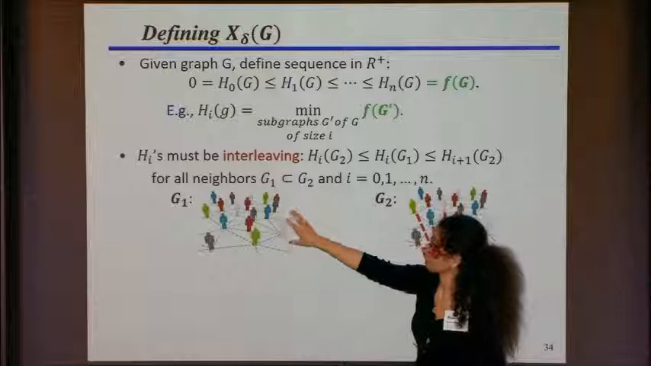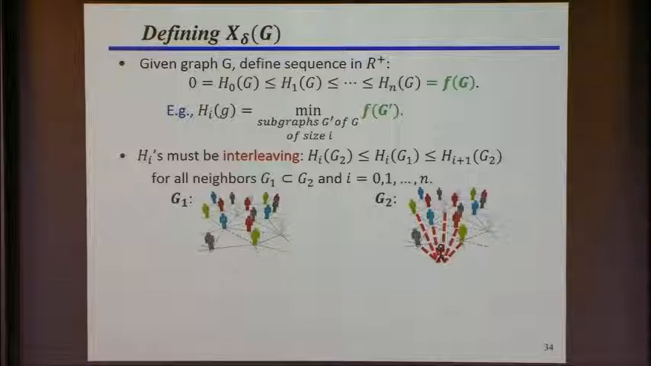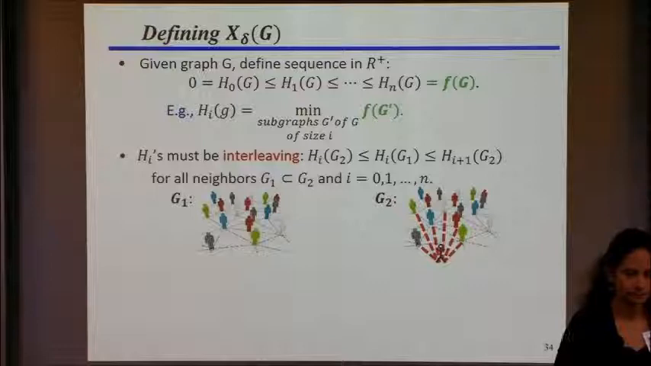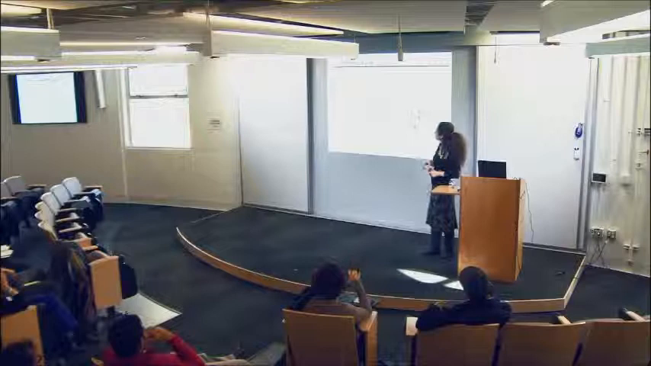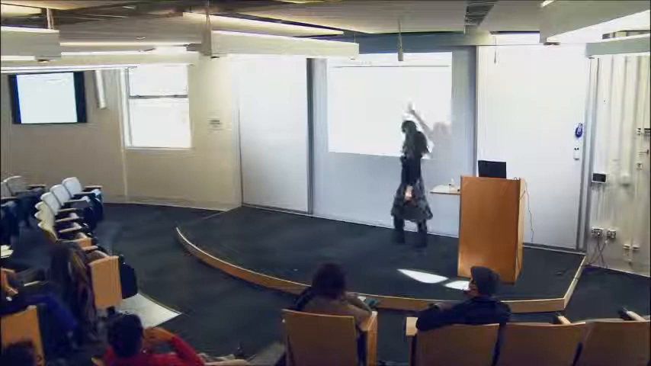So this choice of H_i would work no matter what graphs you have and what pair of adjacent graphs you have. But the way it's written here, given a graph G, define a sequence with these properties where the H_i are interleaving, that suggests that the choice of the H's could depend on the graph. So what's the order of quantification? You just define a function, so each H_i is a function of the graph.